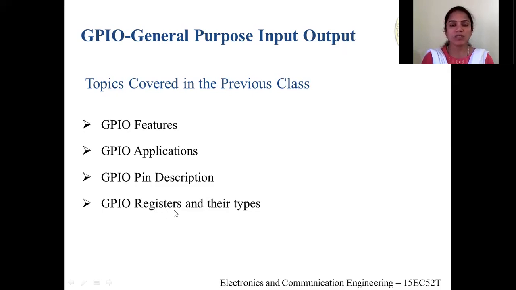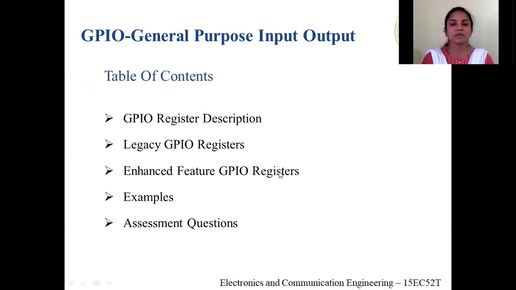There are two groups of GPIO registers, that is the legacy group of registers and the enhanced feature registers. In this session, we are going to discuss the legacy GPIO registers. There are 4 legacy GPIO registers and enhanced feature GPIO registers, and examples. So, how to use these GPIO registers to control the direction of pins, or to set the value on a pin, or to clear the value on the port pins.